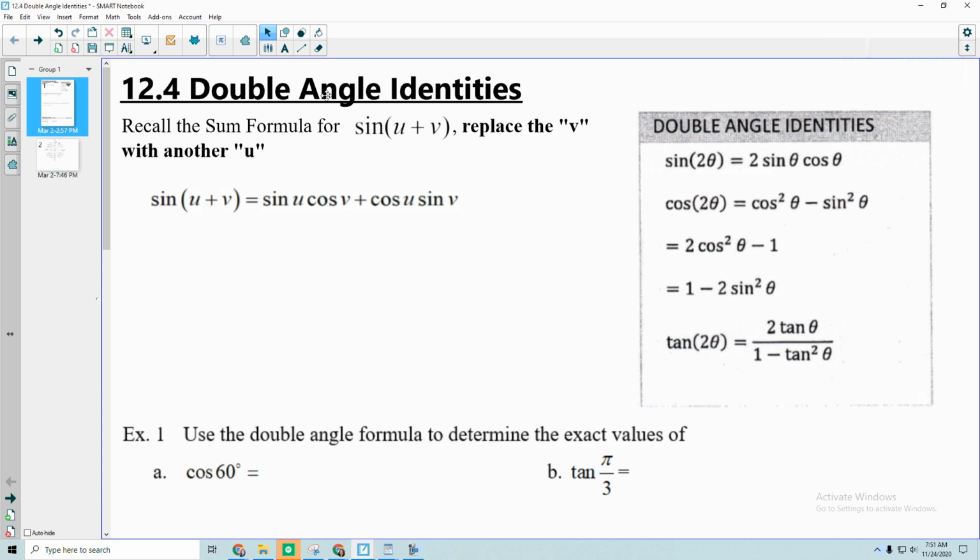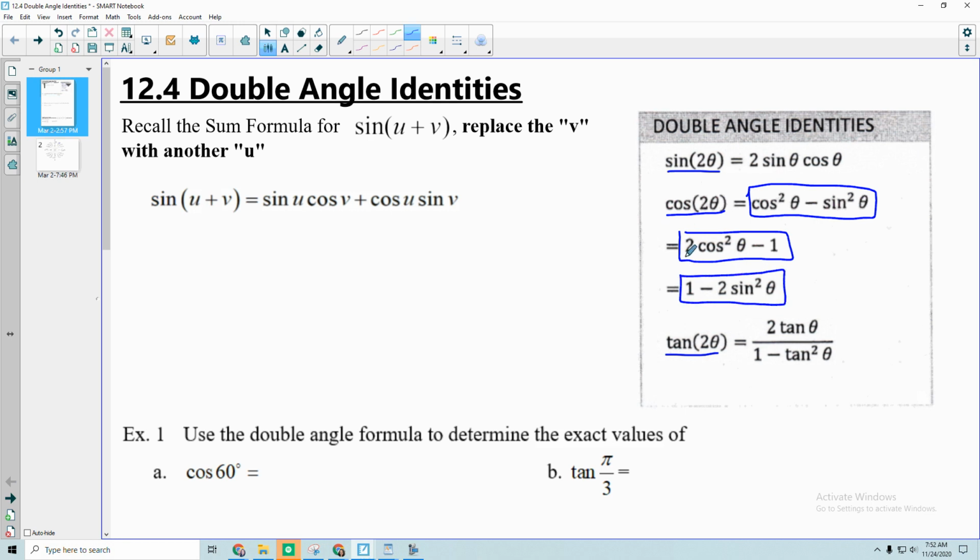Today we're going to talk about double angle identities. Okay, so here are all of our double angle identities that we're going to be using, for sine, cosine, and tangent. And then notice for cosine you actually have a couple different options. You can either use this formula that you see here, this one, or this one, and they will all give you the exact same answer for cosine.